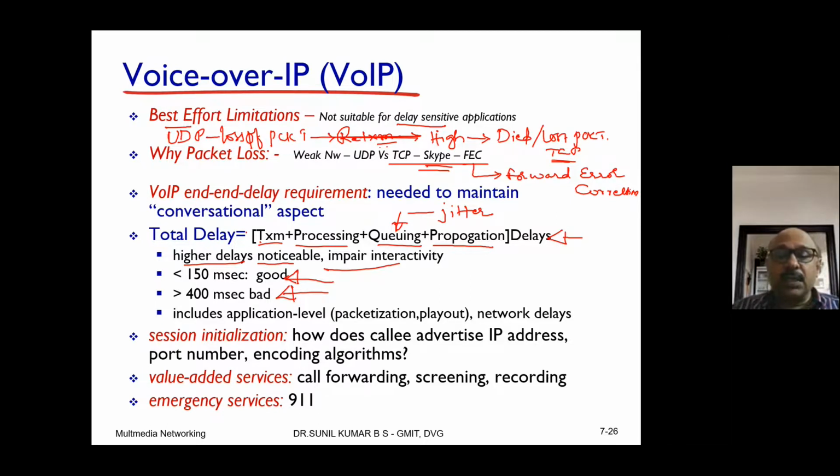That's the reason we always try to reduce the delay to a great extent by reducing the possible queuing in the transmission.